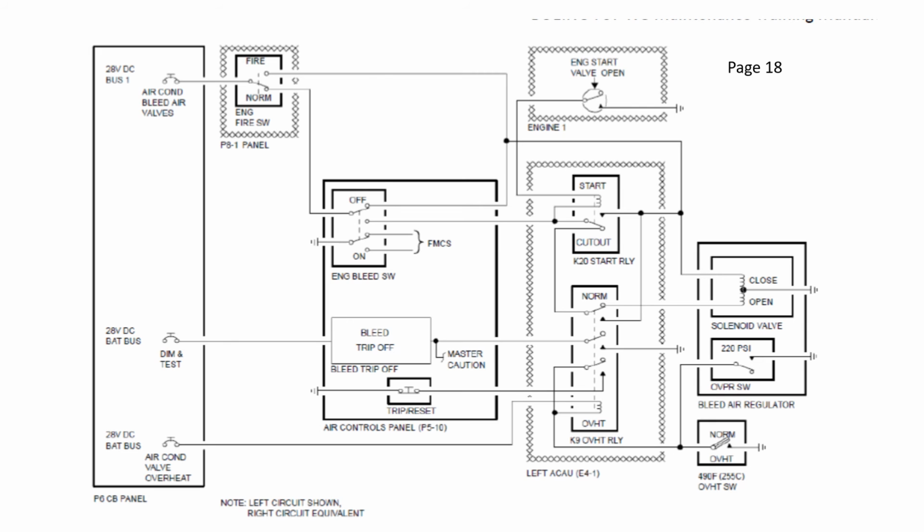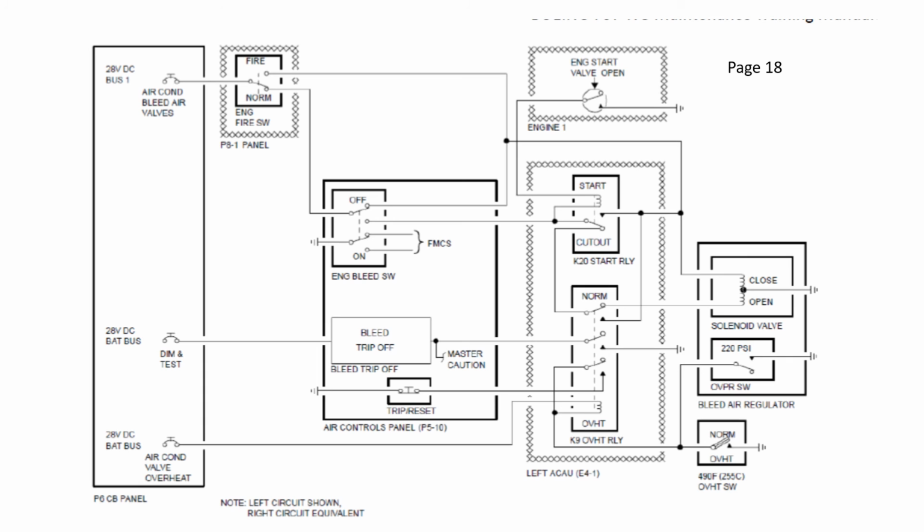Okay, so when you do a reset, you push the trip reset button, that interrupts the ground signal to the K9 relay and it resets. When else will the pack valve close? Well, if you look inside the ACAU, you've got the K20 start relay. It's currently in the normal position, but during an engine start, the K20 relay will energize.